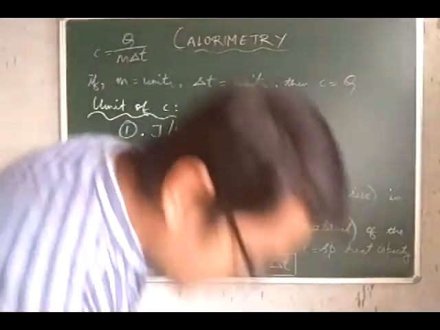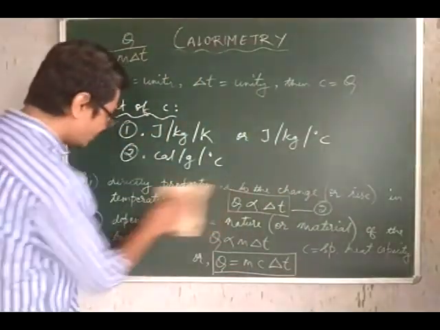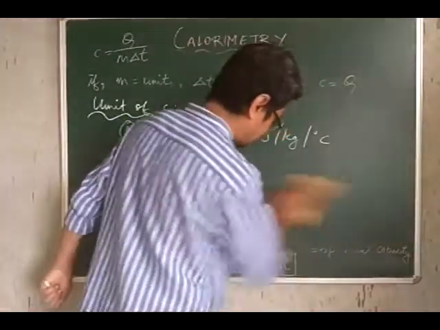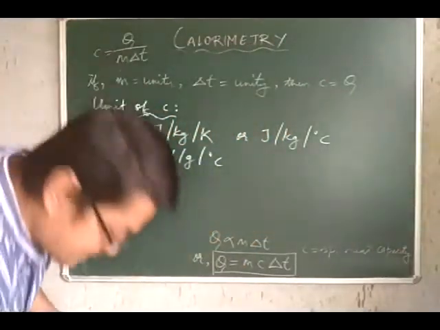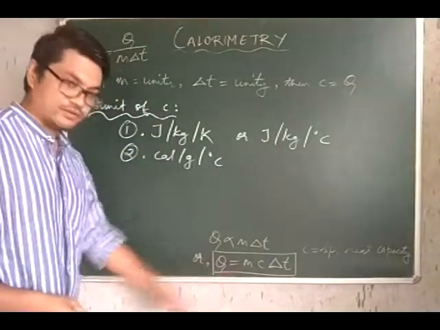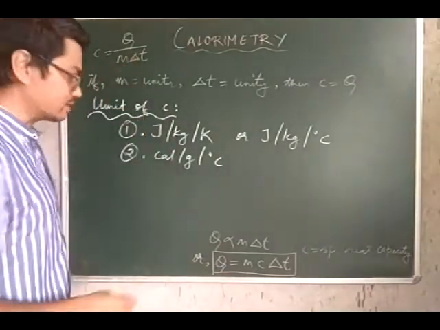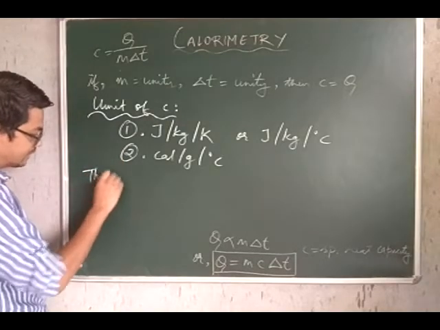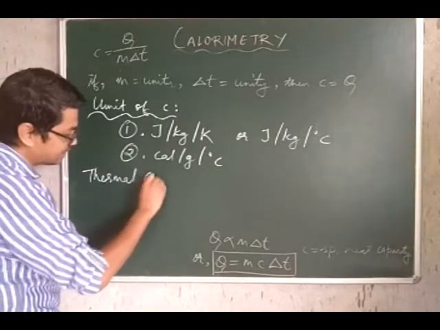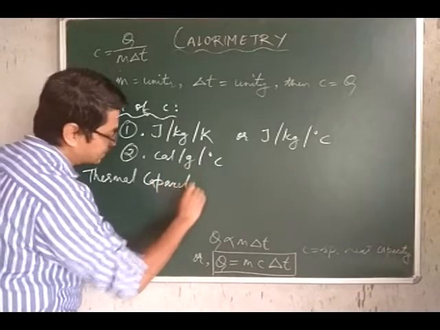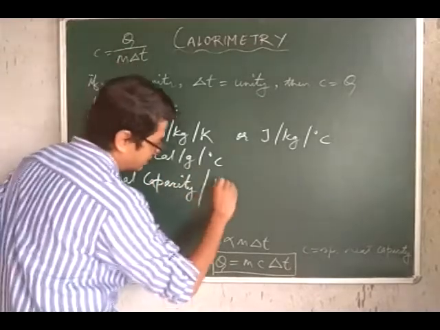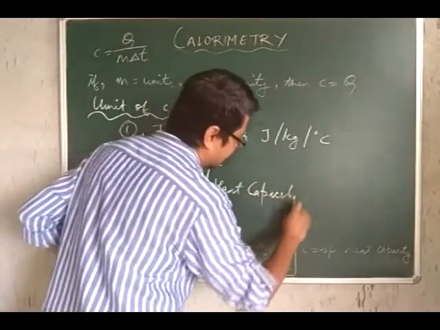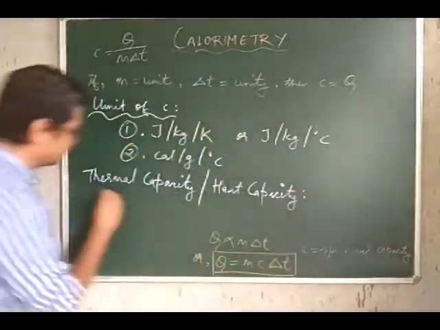Alright, now we need to talk about one more term or one more quantity, and that quantity is from this very equation itself. The quantity that we are going to discuss, let me first tell you about that. It's called thermal capacity, or also called heat capacity.